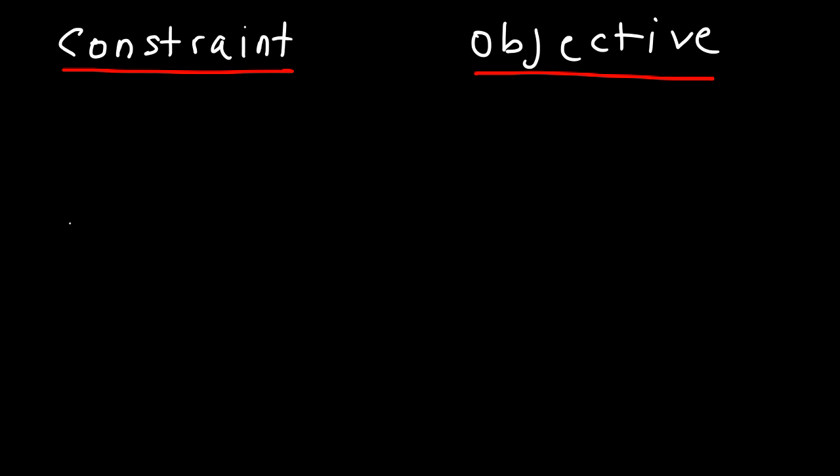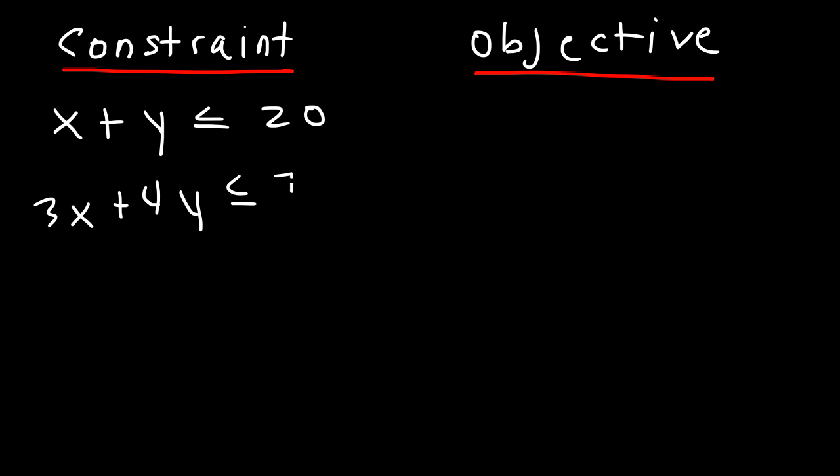So for example, let's say if we have two variables x and y. X plus y, let's say it's less than 20, that's a constraint. Another one, 3x plus 4y, is less than 72. The objective, we're going to say, is z. We want to maximize z. Z is 4x plus 5y. In this example, the objective has three variables, x, y, and z, and the constraints have two variables, x and y. And our goal is to maximize or minimize the objective function. In this problem, we're going to maximize z.